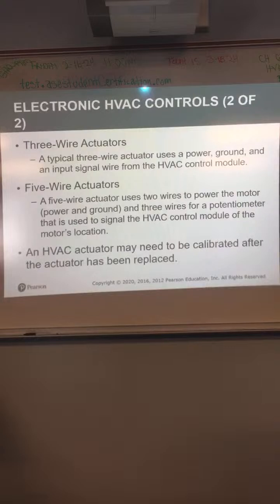The 5-wire is going to have 2 wires to power the motor, power and ground, and a 3-wire potentiometer that's used in the HVAC control module for the motor's location. What does that mean? It means it has a feedback circuit.